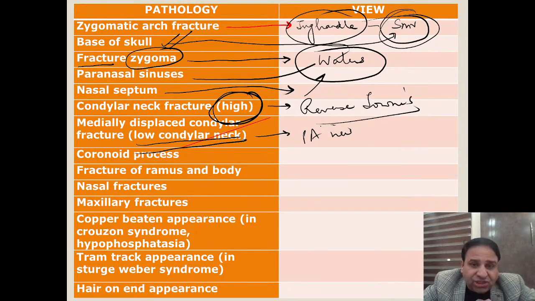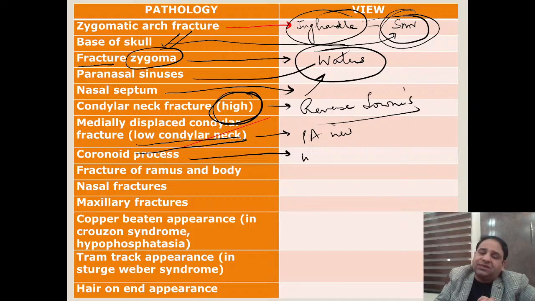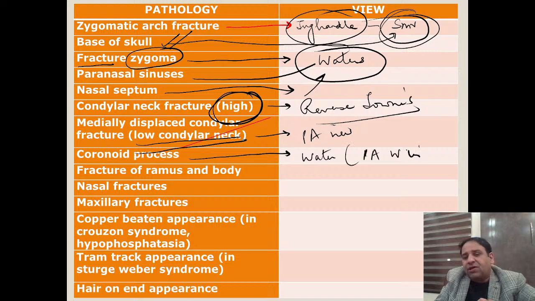Coronoid process fracture. If they are asking about coronoid process also, again your answer will be Waters view. Actually it is called PA Waters. For coronoid process fracture, the best view is PA Waters view.